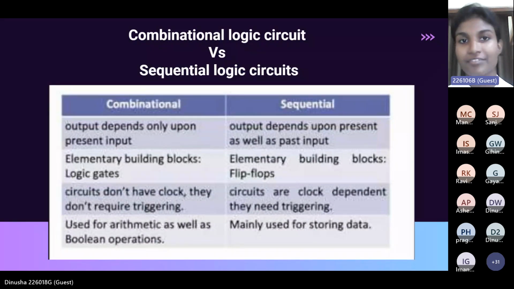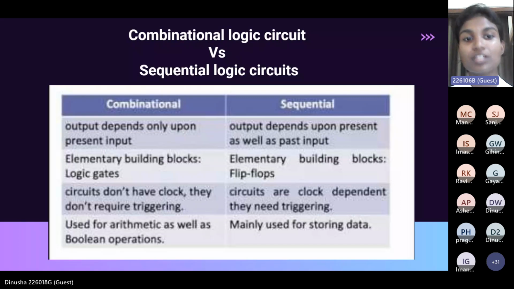And here is the difference between combinational logic circuits and sequential logic circuits. In combinational logic circuits, the output depends only upon the present inputs. But in sequential logic circuits, it depends on the present as well as the past inputs. In combinational logic circuits, the elementary building blocks are the logic gates. But in sequential logic circuits, they are flip-flops.